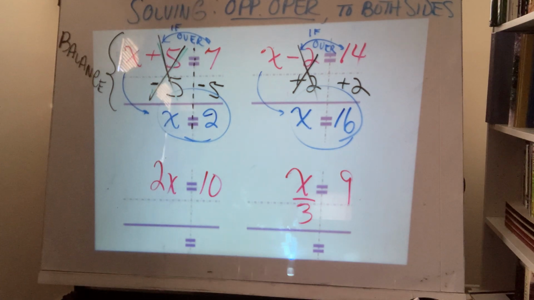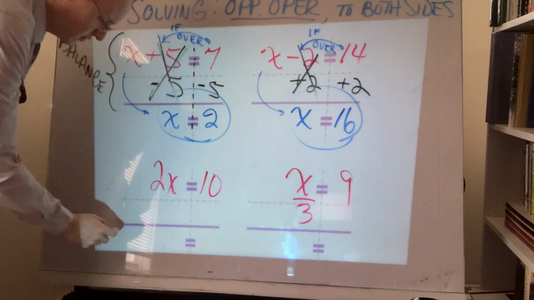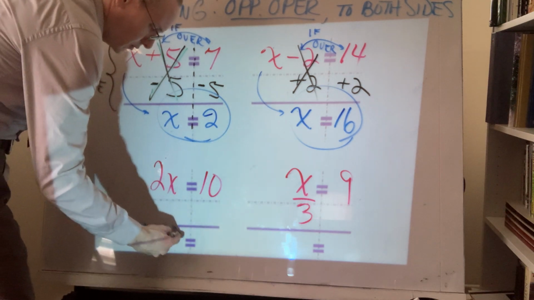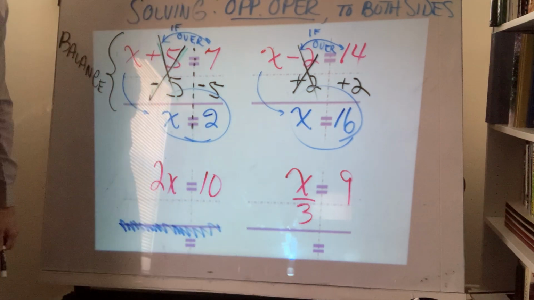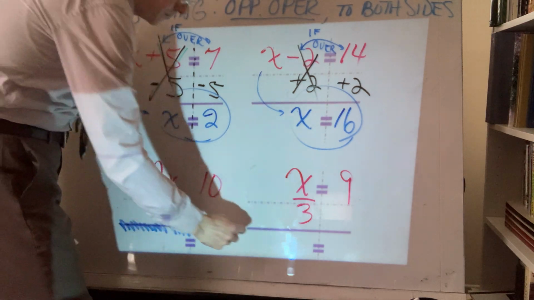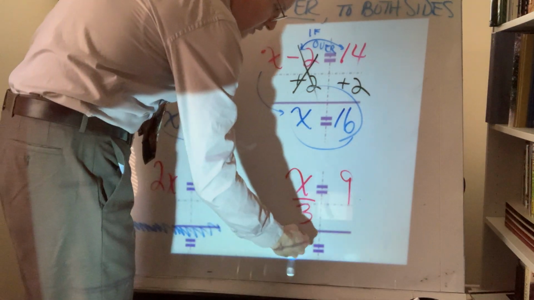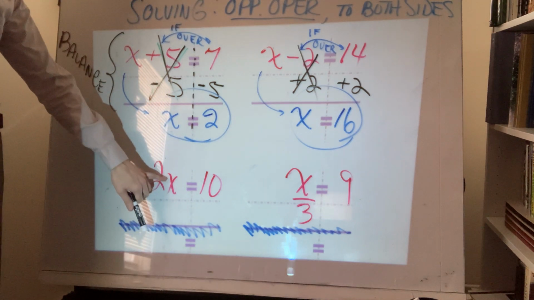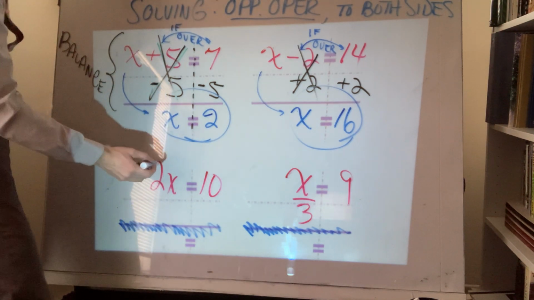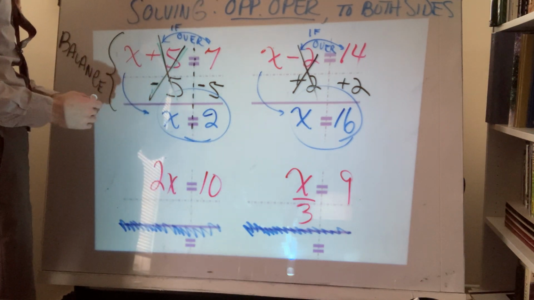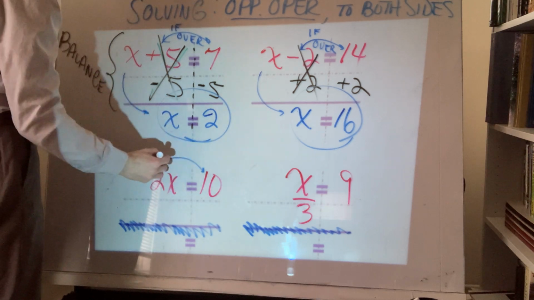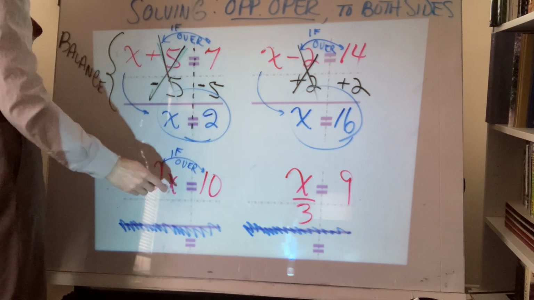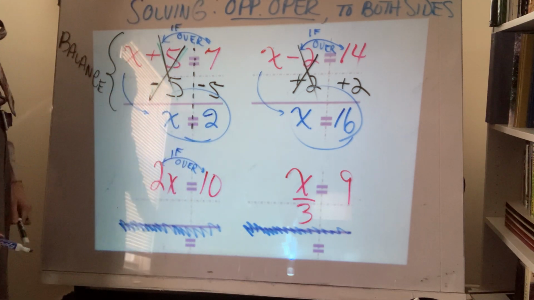Okay. This line here is no longer necessary, really, so I'm just going to scribble that out. Same thing here. This line here is no longer necessary. You're still going to, if you want to take this 2 to isolate the x, you're going over the equals.